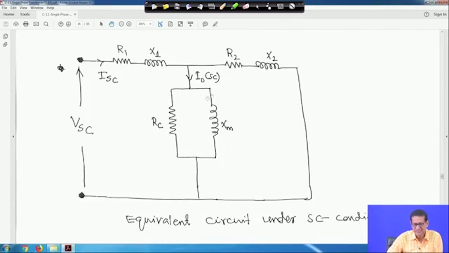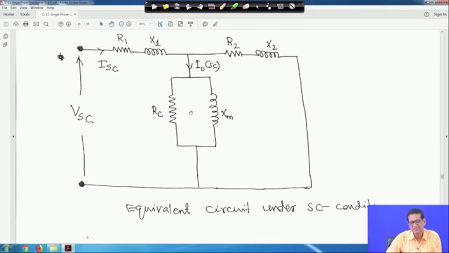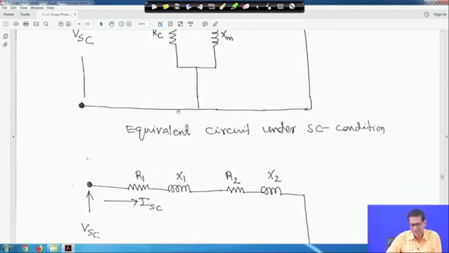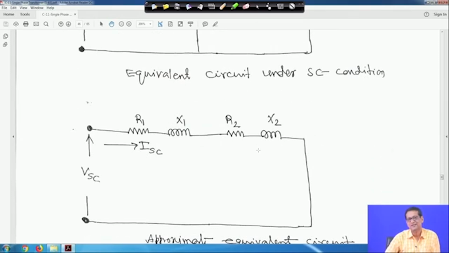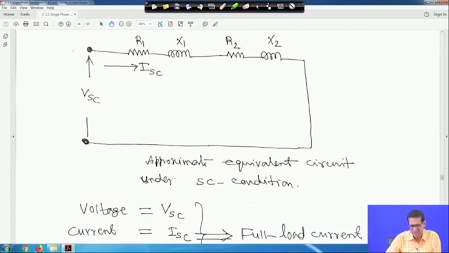Therefore, this is the equivalent circuit we have studied for a transformer, and this is the short circuit current and this is I0, but this I0 is a very small percentage of ISC. So this term we will neglect, the loss in the RC we will neglect, in the wattmeter reading; that is the equivalent circuit under short circuit condition. If you neglect this part, because the loss here is very negligible, it will be a simple series circuit. So you will get R1, X1, R2, X2 all in series. This is the approximate equivalent circuit under short circuit condition.